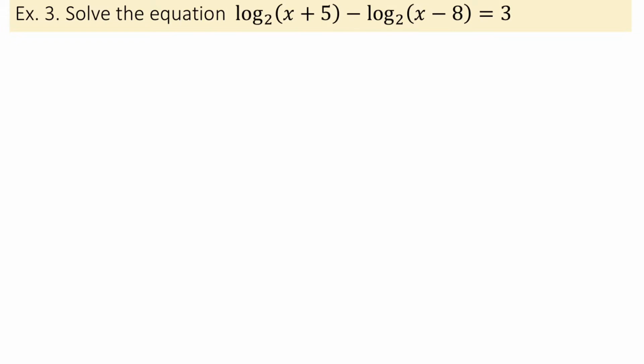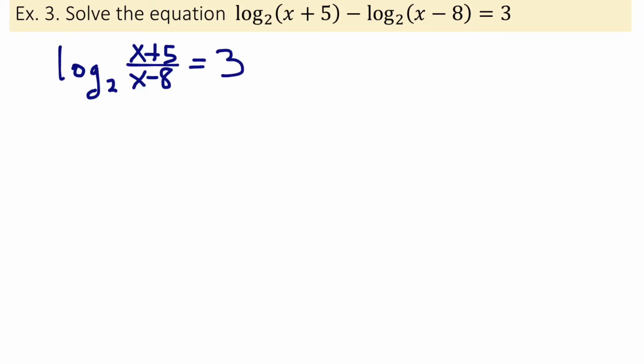Now in some of these problems that we're going to do, you need to apply log properties first to combine several logs together before you go ahead and use our other solving techniques. So here we're going to notice that we have log base 2 in 2 places, and there's a minus in between. So those can be written as a quotient. So we would say log to the base 2 of x plus 5 divided by x minus 8 is equal to 3.